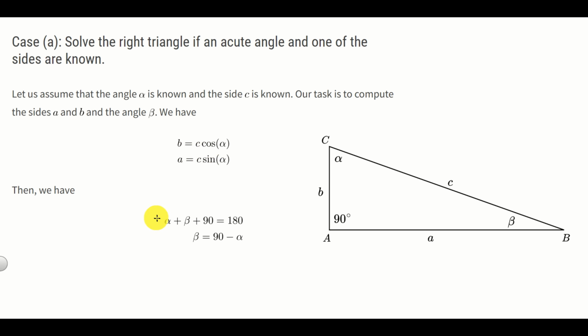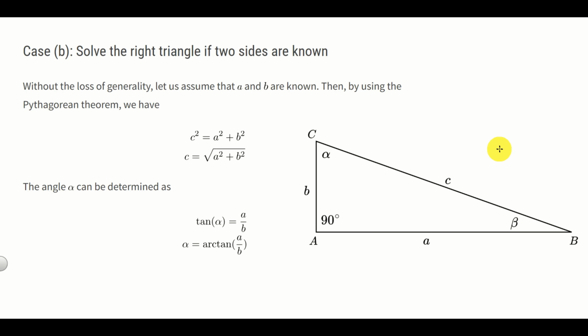Then, we can use this very well-known formula to compute the other angle beta. Namely, the sum of the angles in a triangle is equal to 180 degrees. The angles are alpha, beta, and 90. Here they are. From this equation, it follows that beta is actually 90 minus alpha. And in this way, we can solve the right triangle.